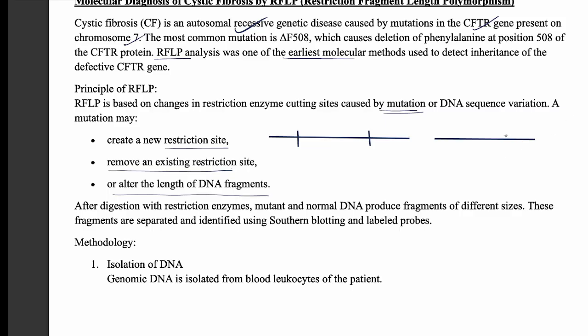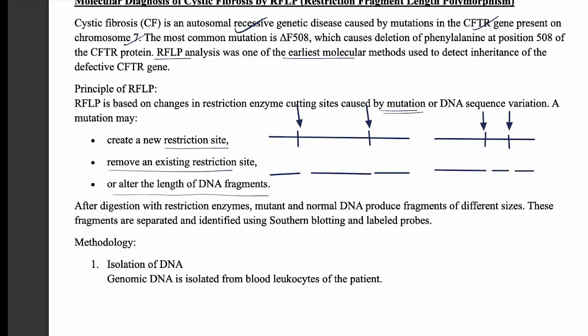So in that case, there would be one of the restriction sites present, but the other one might have been removed, or it might have been changed from its original location. So now what will happen is that once the restriction enzymes are acting on the particular sites, the DNA fragments which are generated here may be of this size. One is this, and one is this. But here it would be like this.